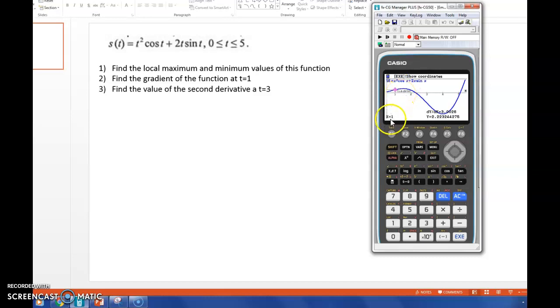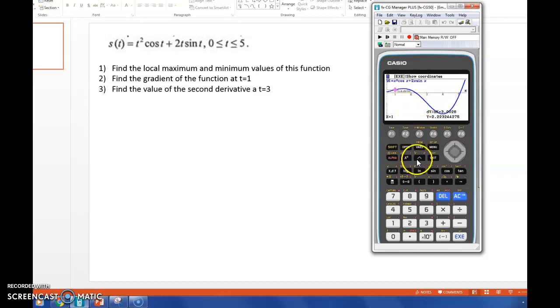What that does, it tells me the x value being 1, the y value 2.2, but it also tells me the value of the derivative at that point. So I know that the gradient of a tangent to the curve at that point would be 3.003. Okay, so you can get the graph to show it to you that way.